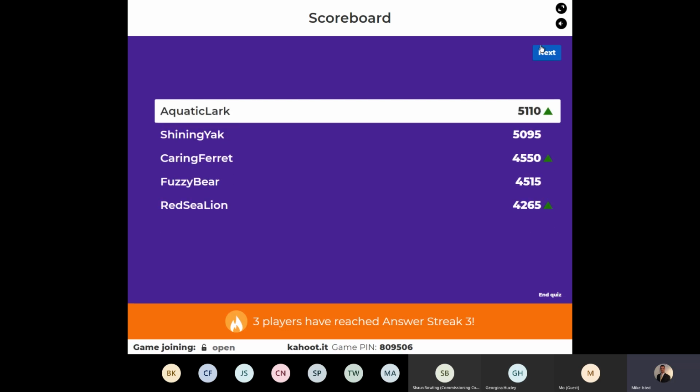Fuzzy Bear, we've stripped down to fourth place. Aquatic Lark is steaming ahead. A Shining Yak in second place. With Caring Ferrets has appeared from nowhere. Who's gone up? Who's got a little green triangle? The game is not over for the bear yet. I'm sure it'll come back.